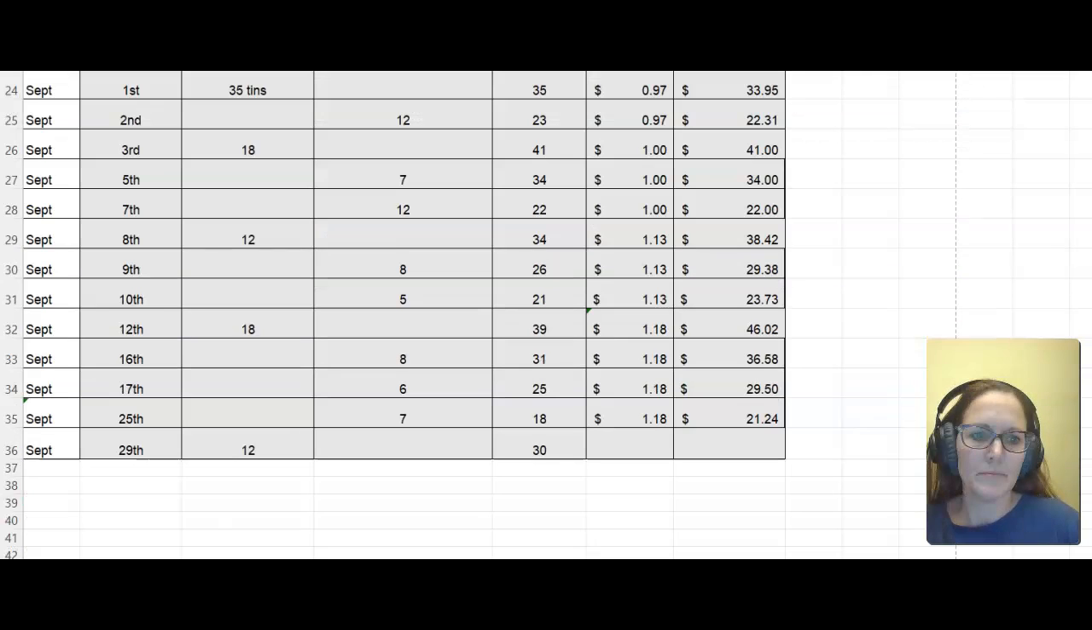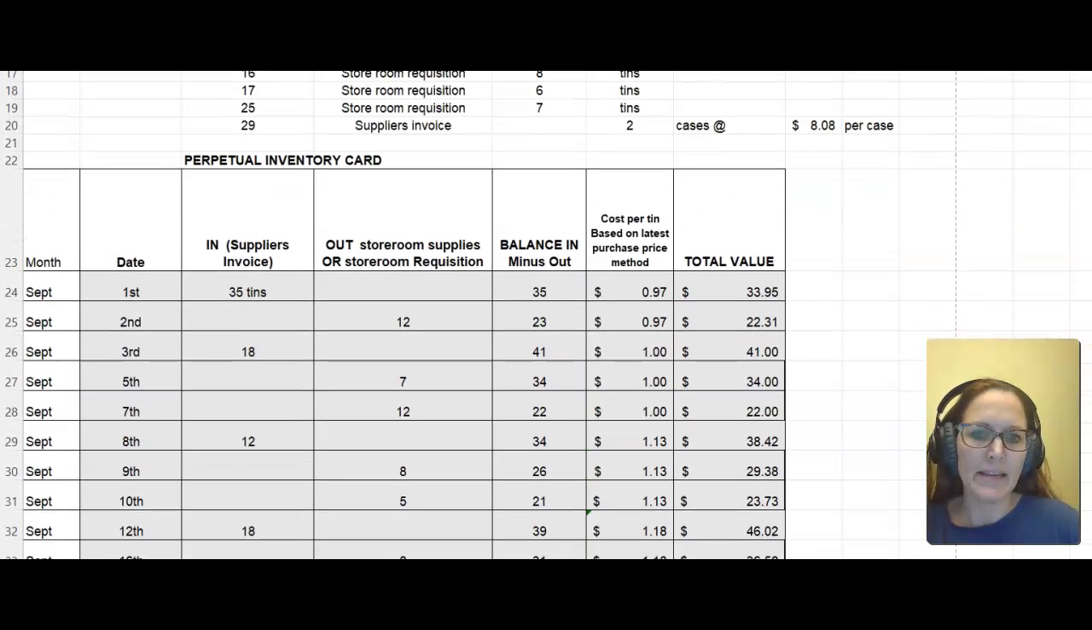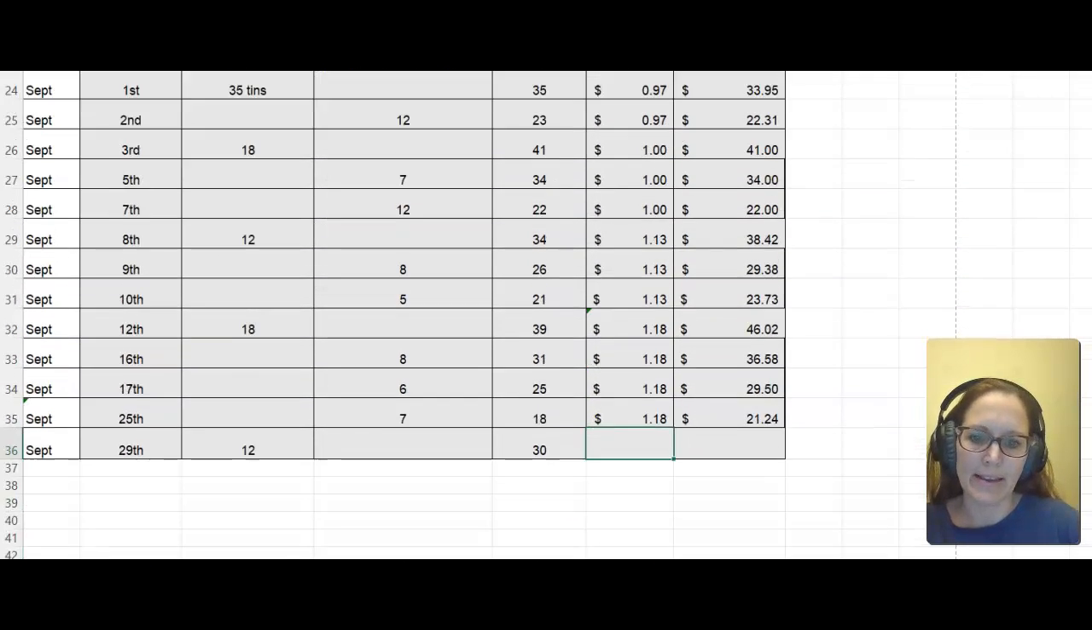$46.02. So lastly, I've added some cases, and this time it's $8.08 per case. So I'm going to do equals 8.08 divided by 6, giving me $1.35. And it's saying that the total is $40.40. But that is actually not correct. According to my handwritten here, it's $40.50.